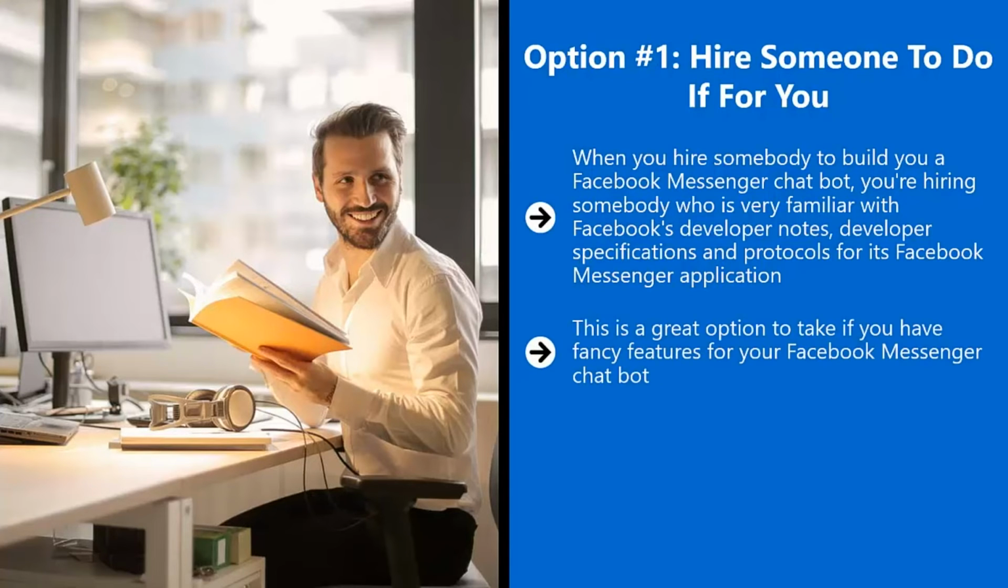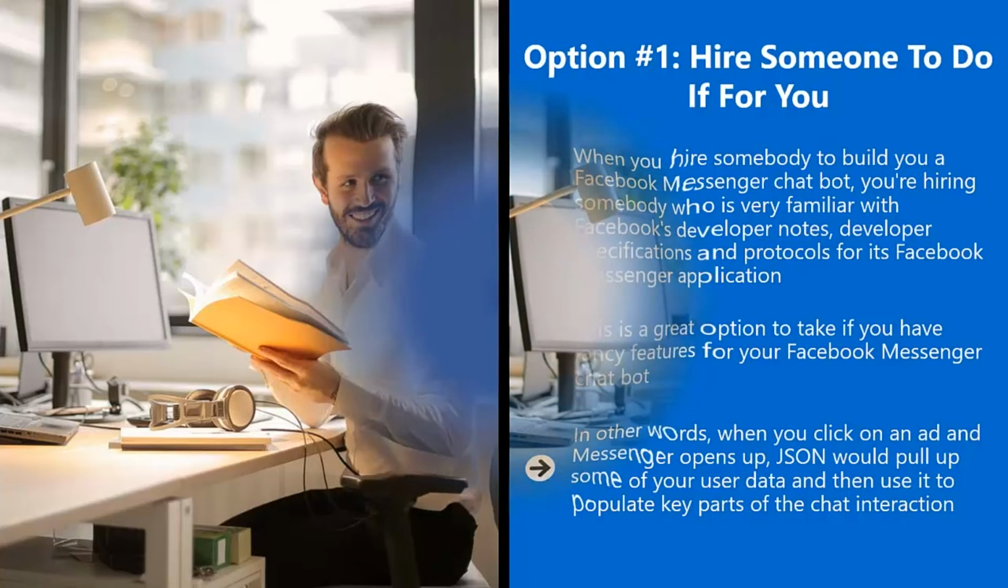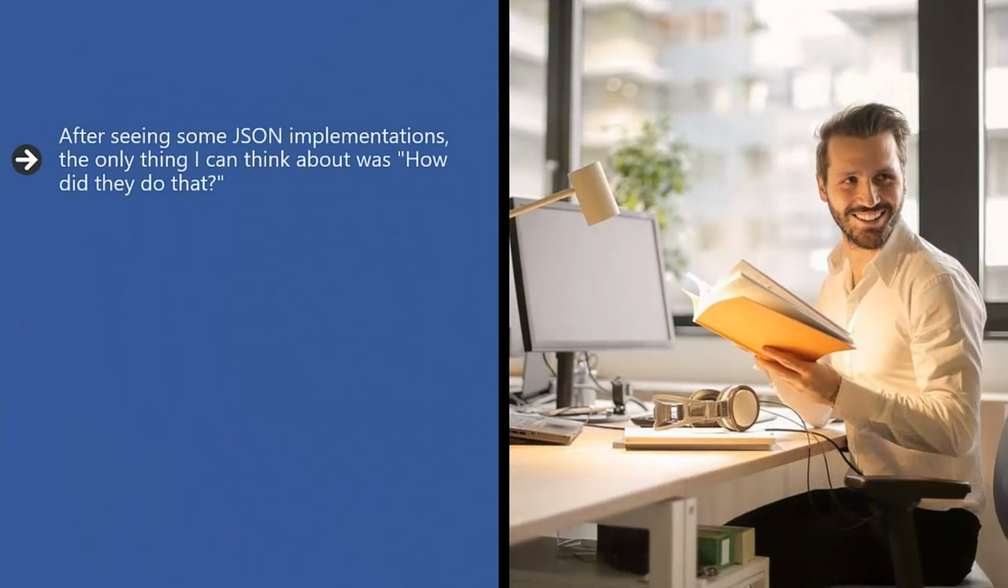This is a great option to take if you have fancy features for your Facebook Messenger chatbot. For example, if you are looking to automate Messenger interaction after somebody clicks on an ad, you probably would need JSON integration. In other words, when you click on an ad and Messenger opens up, JSON would pull up some of your user data and then use it to populate key parts of the chat interaction. It's as if Facebook Messenger chatbot got into your prospect's head. It's really amazing stuff. After seeing some JSON implementations, the only thing I could think about was, how did they do that? It's as if Facebook chat is reading your prospect's mind.